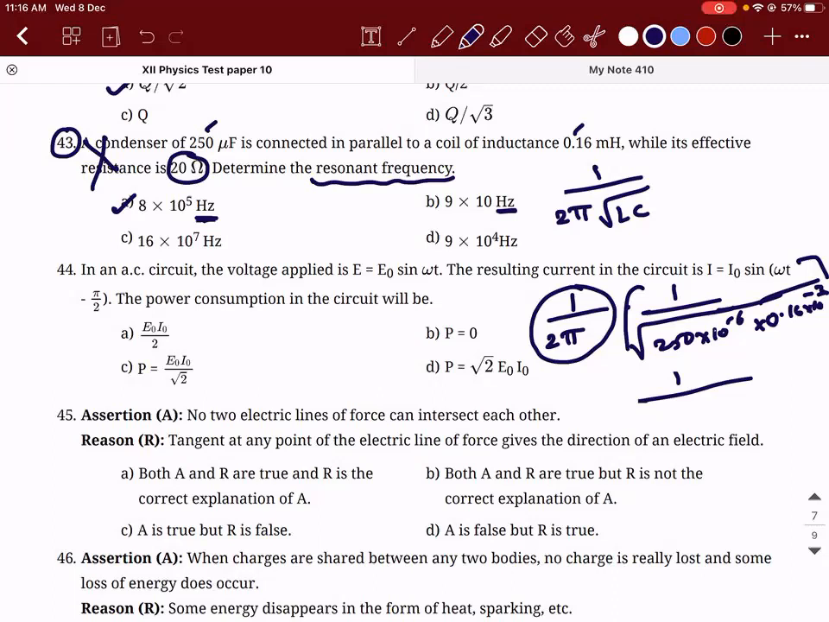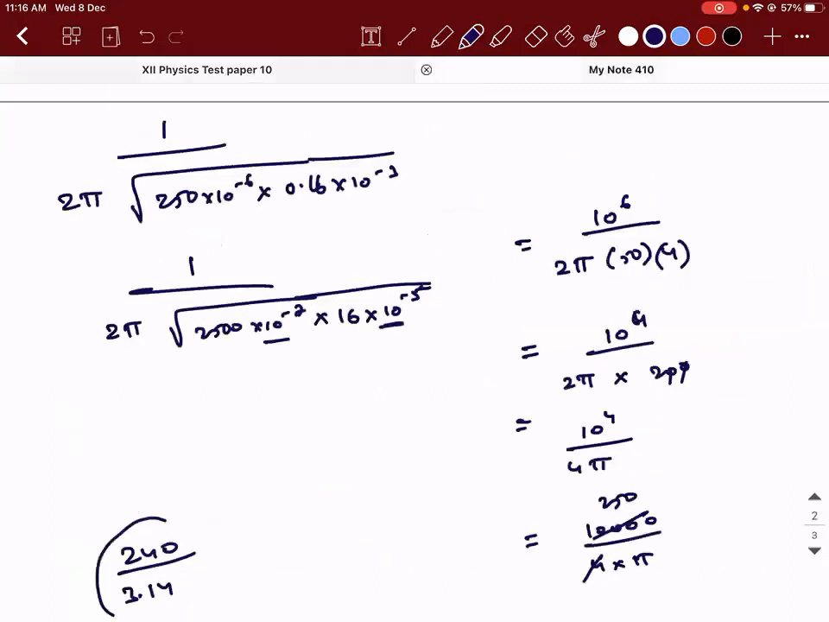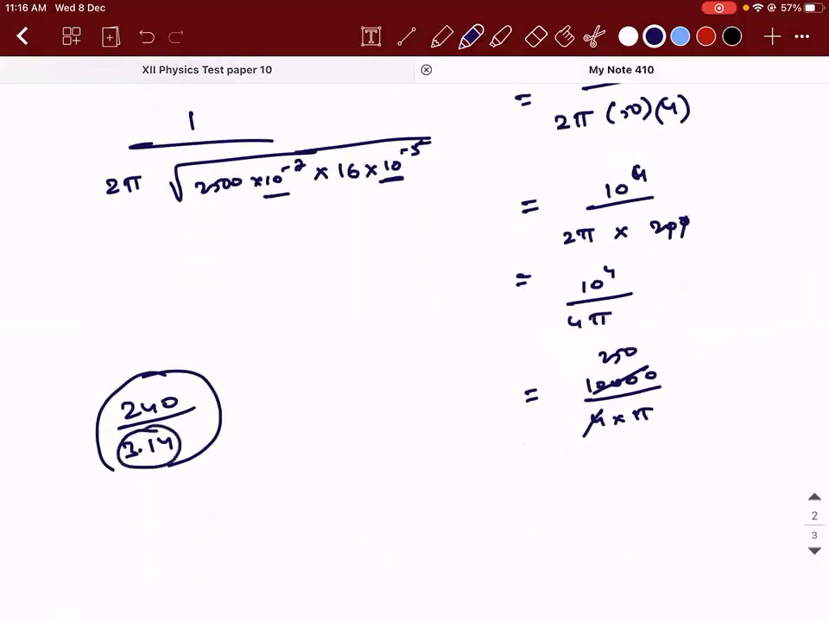If they give the resonant frequency option in terms of radian per second, calculate omega. If they give it in terms of hertz, calculate f. Here, actually, we need to divide it by 2 pi, but unfortunately, since this part is there, we cannot calculate. I'm getting 250 by 3.14. Even if I approximate 3.14 to 3, it will be somewhere close to 80.